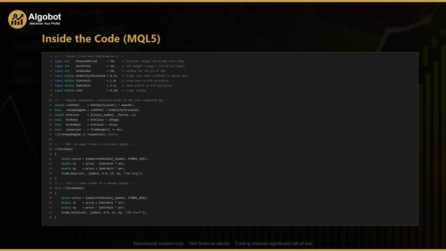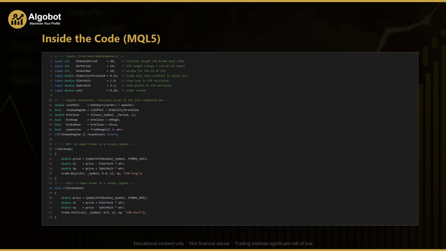Let's look at the actual MQL5 code that runs inside MetaTrader 5. At the top are the input parameters, the settings you can adjust in the expert advisor's properties. ChannelPeriod, defaulting to 20, is the Donchian length the break must clear. ATR period is the average true range length, used both for the stops and as the base of the volatility-of-volatility series. Vol window is the window over which the coefficient of variation is measured. Stability threshold, at 0.22, is the gate. The strategy only trades when the volatility-of-volatility sits below it.